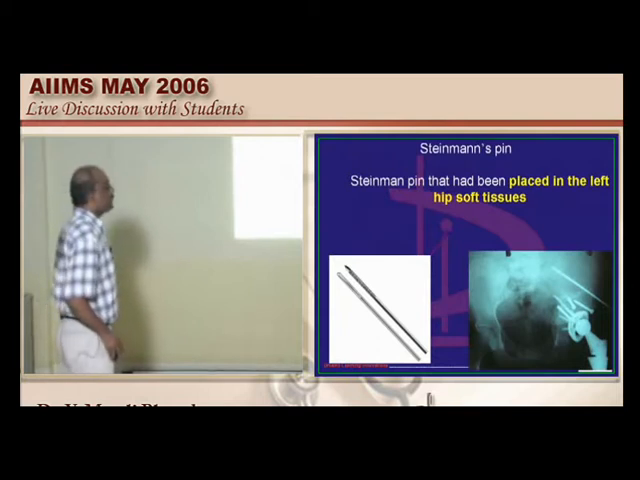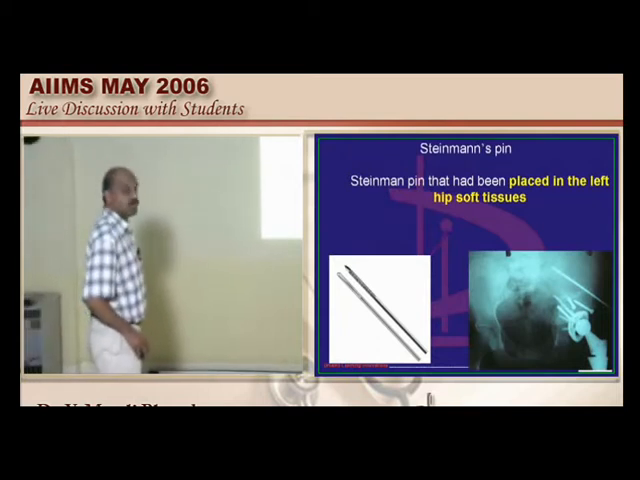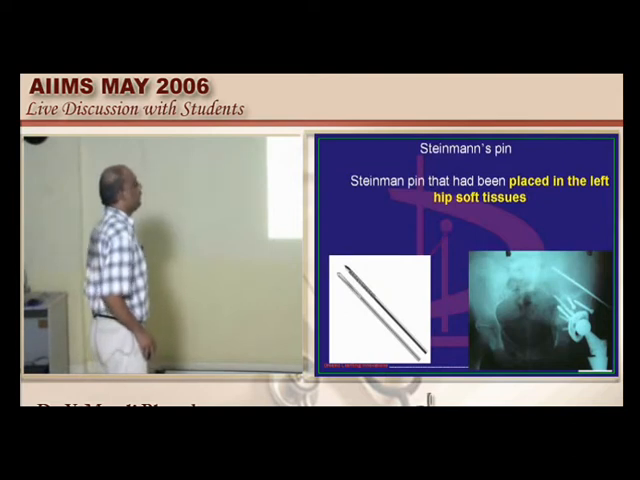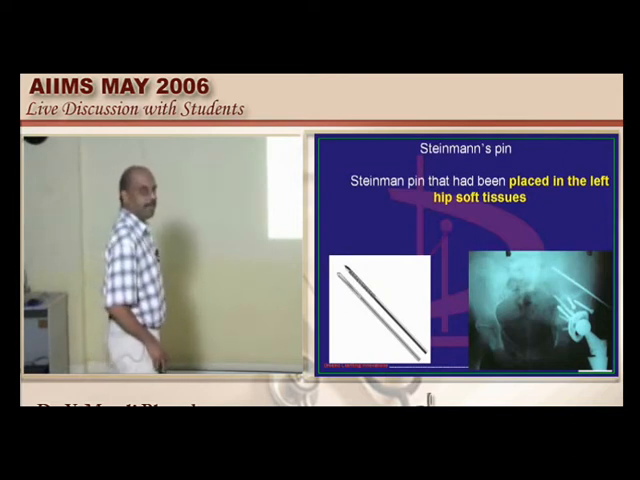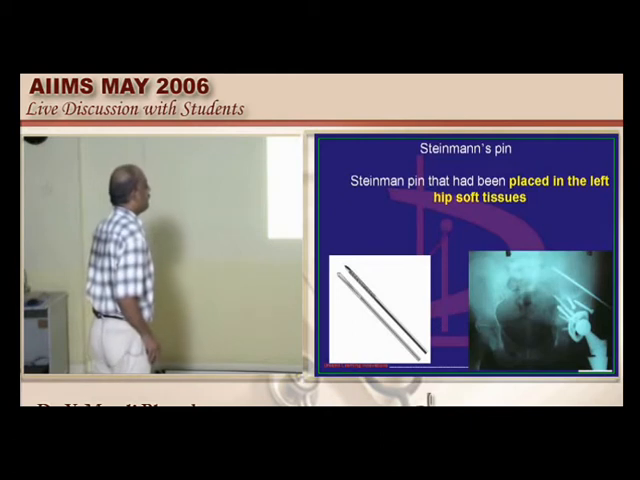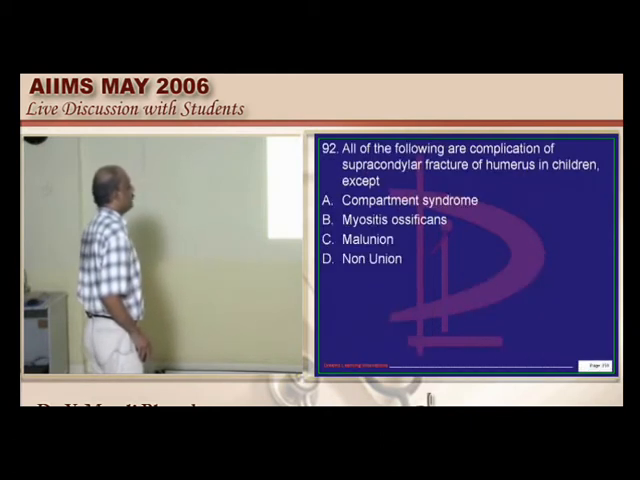It is placed as what you can see in the case of the left hip soft tissue, which is used for the purpose of the traction. So it is a possibility, it is not the answer. So there is a reason, doctor, rush pin is the answer in this. Let's go to the next question.